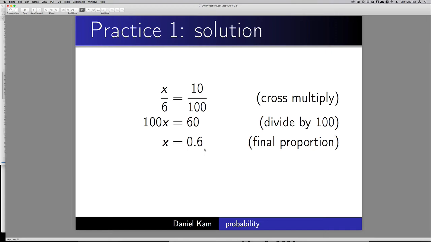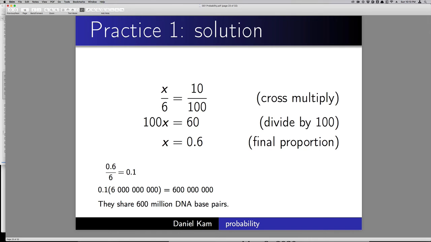So we have to figure out what is 0.6 of 6 billion. And the way you do that is you do 0.6 divided by 6, which gives you 0.1. And 0.1 times 6 billion is this number right here. Remember that if it has 6 zeros, it's millions. So this is 600 million. So for our final answer, we're going to say that if two people share 10% of their DNA, and there's 6 billion total, that means that they share 600 million DNA base pairs.